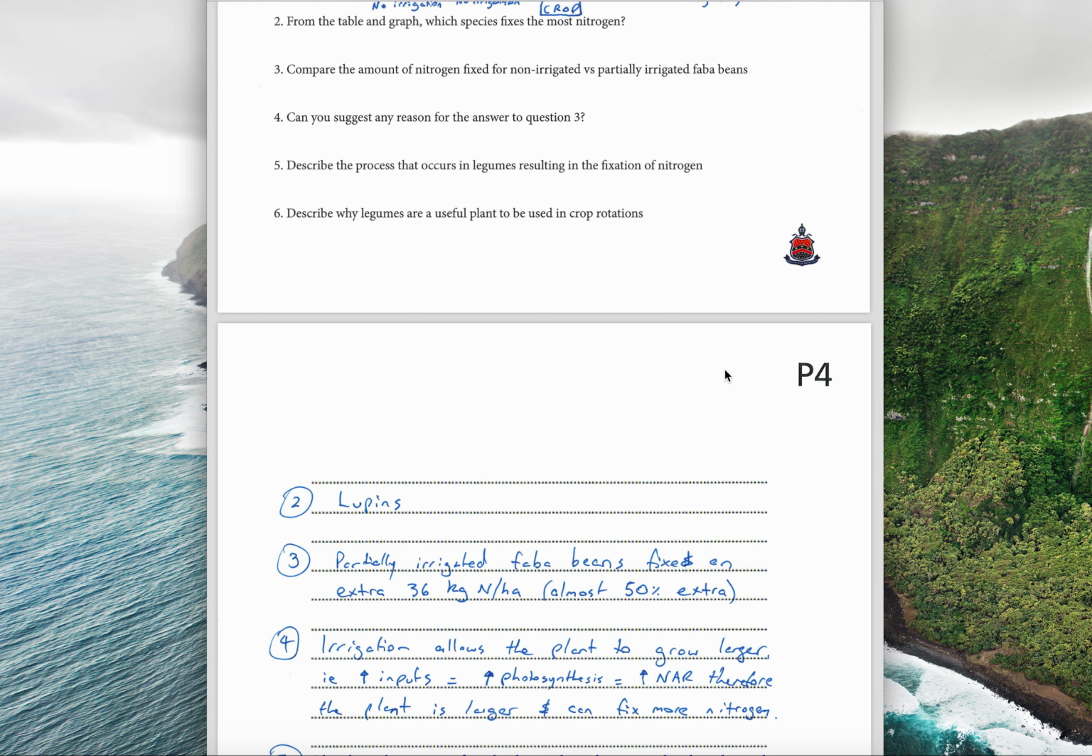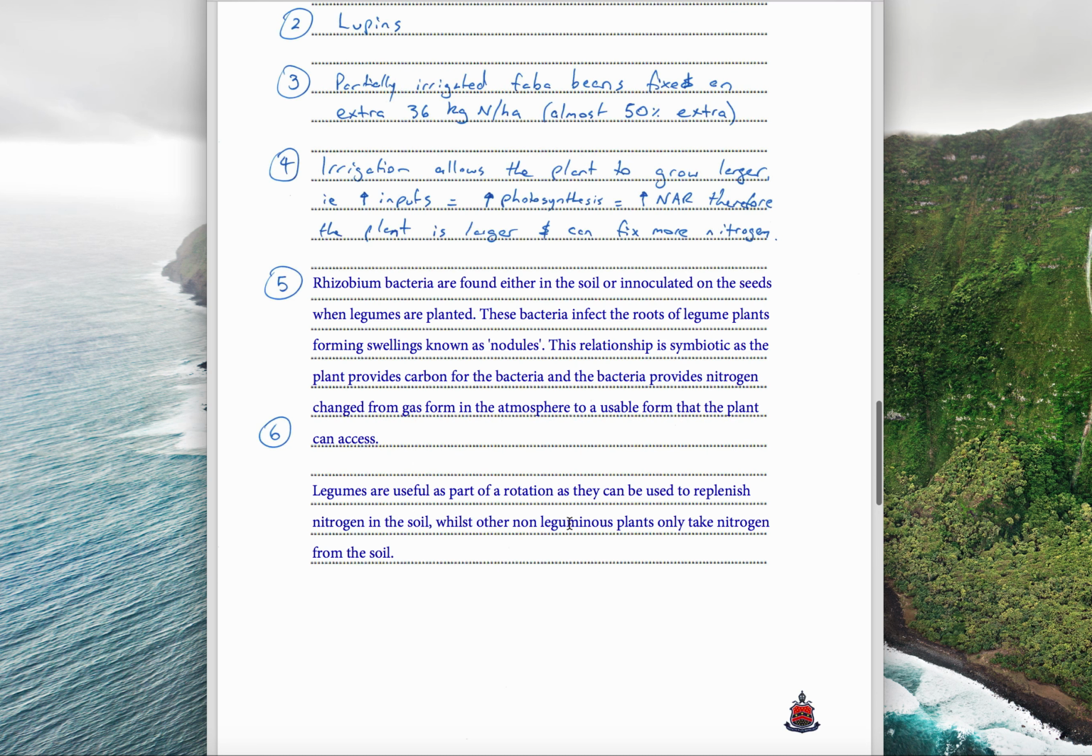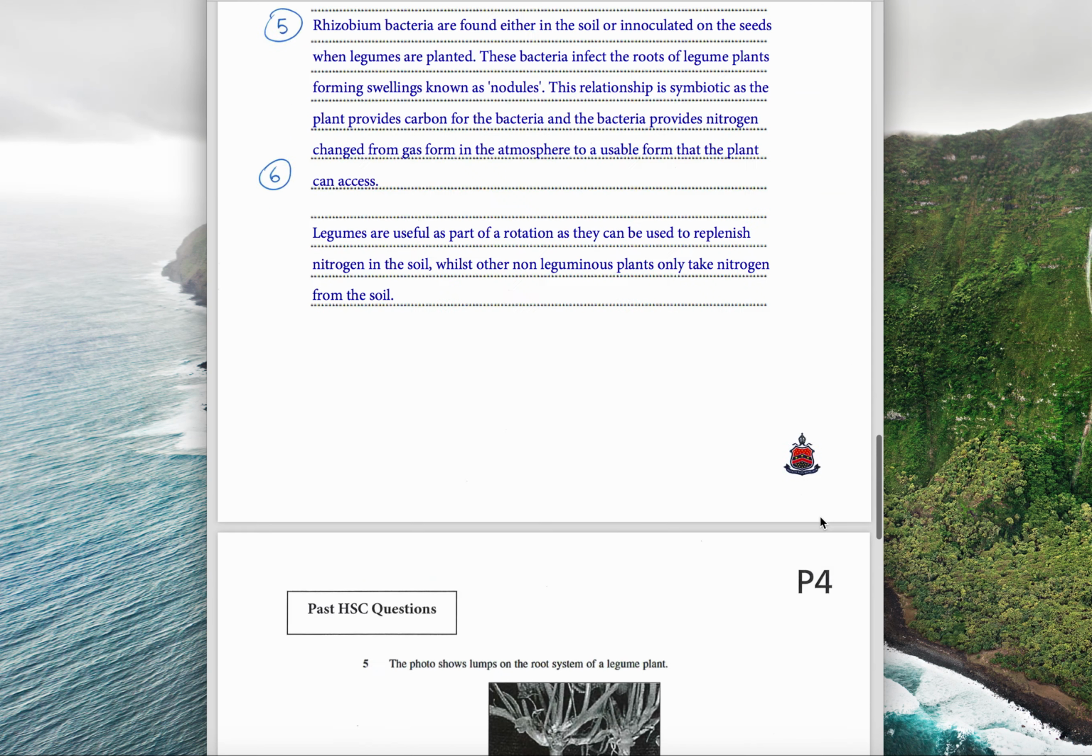And lastly, describe why legumes are a useful plant to be used in crop rotations. Because legumes are fixing nitrogen, they will actually replenish the nitrogen in the soil, while all other plants will actually take nitrogen from the soil. So that is a key difference, and why it's important, as you're considering a crop rotation, that you might do a legume as part of your crop rotation, and you'd include other things that take nitrogen, and your legumes will put nitrogen back into the soil so that it's more sustainable.